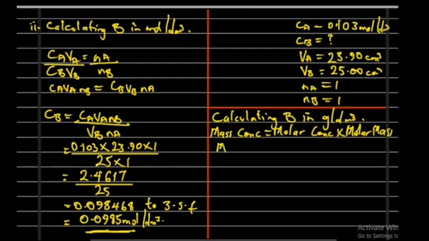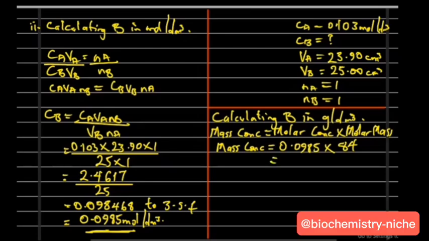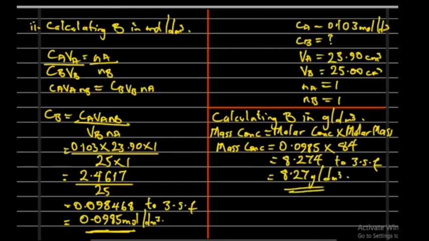So from that now, we see that our mass concentration equals the molar concentration of B, which is what we just calculated to be 0.0985, multiplied by the molar mass of B, which is 84. So 0.0985 times 84 will give us 8.274. 8.274 to 3 significant figures will give us 8.27 grams per dm cube. That is going to be our value of B in grams per dm cube.